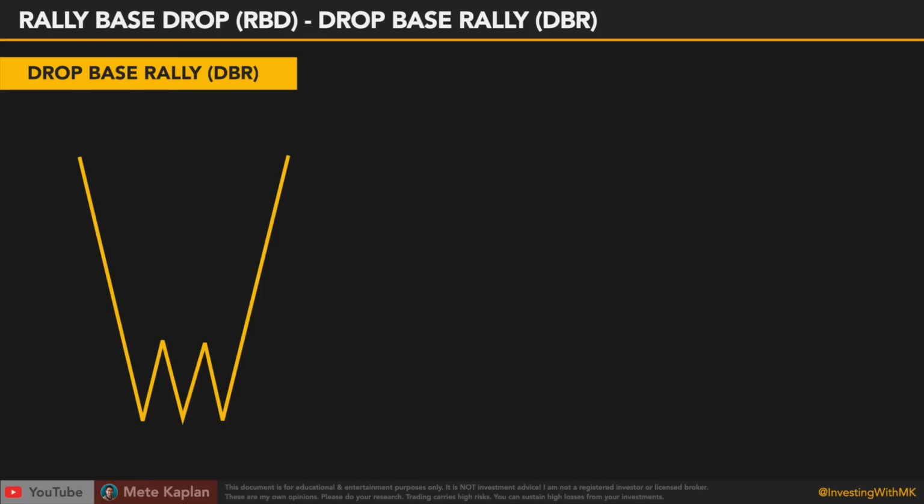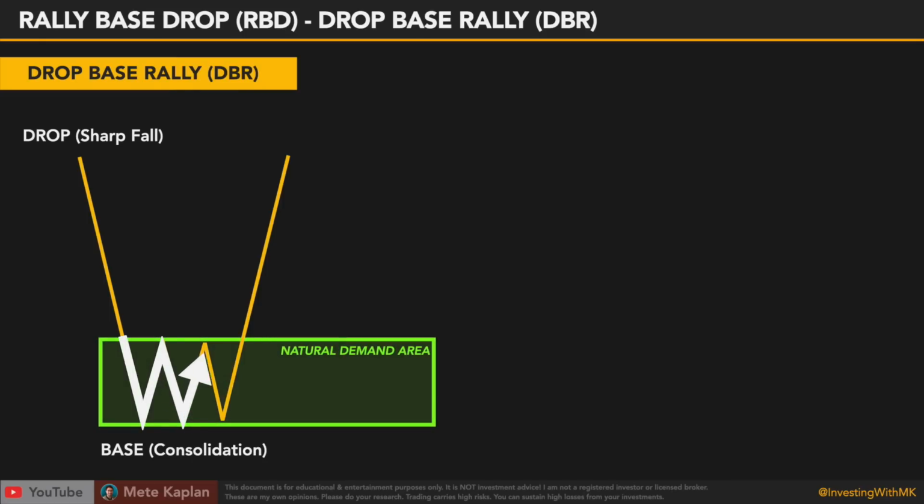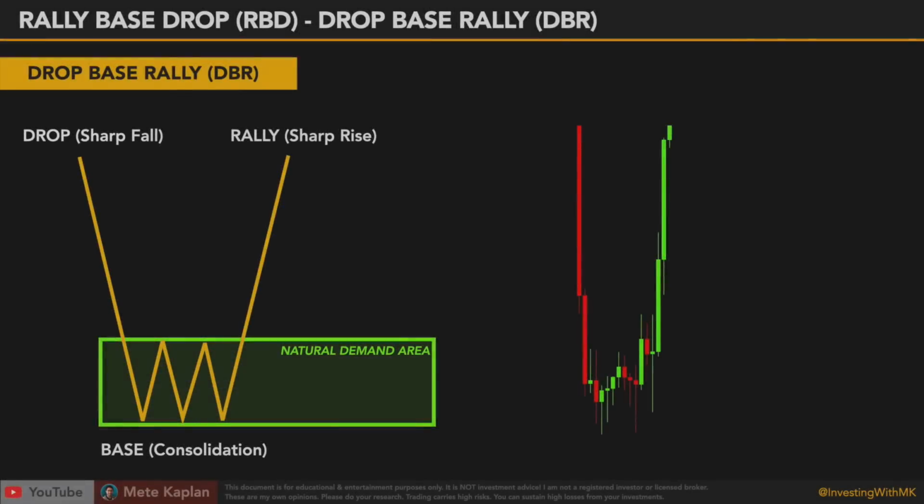It is exactly the same concept, just flip everything. A strong and sharp fall. And then the price stops, orders being accumulated, creating our base. It is our general demand area. Finally, the very strong rally creates the second leg of the movement. Drop, base, rally. DBR.